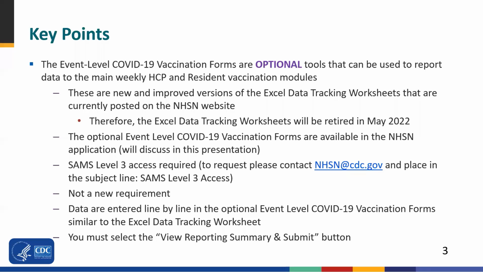Level 3 access is required to use the optional event-level COVID-19 vaccination forms. To request Level 3 access, please contact NHSN at cdc.gov and place in the subject line, SAMS Level 3 access. This is not a new requirement. The optional event-level vaccination forms are meant to simplify reporting. Data is entered line by line in the optional event-level COVID-19 vaccination forms, similar to the Excel data tracking worksheet. You must select the View Reporting Summary and Submit button each time a change is made.